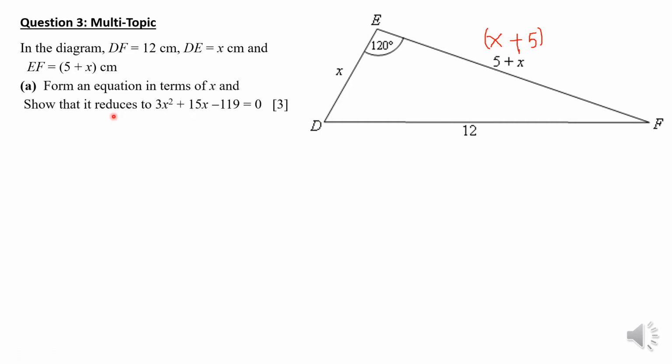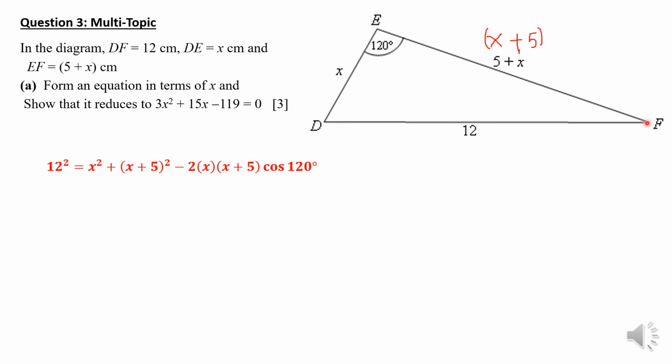So what we are saying here is you're supposed to form an equation in terms of x using that x, and you're supposed to show that that equation reduces to 3x squared plus 15x minus 119 equals 0. So we are trying essentially to use this information and get to that quadratic equation there. This is a very interesting question, and it's typically things you will find in your examination. So we have to do it step by step. Let's take the information that we know.